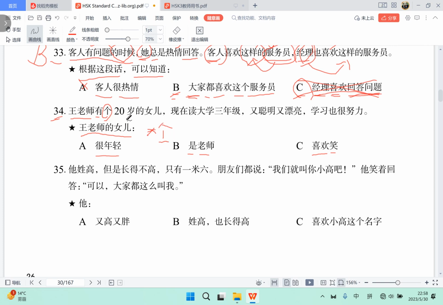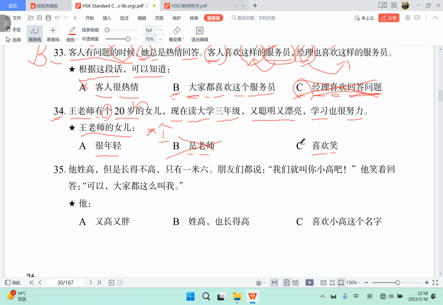一个20岁的女儿, so 20 years old girl, daughter. 现在读大学3年级, now studying in the university, third year. 又聪明又漂亮, both smart and beautiful. 学习也很努力, also studies very hard. Okay, 是老师, no, she's a student, right?